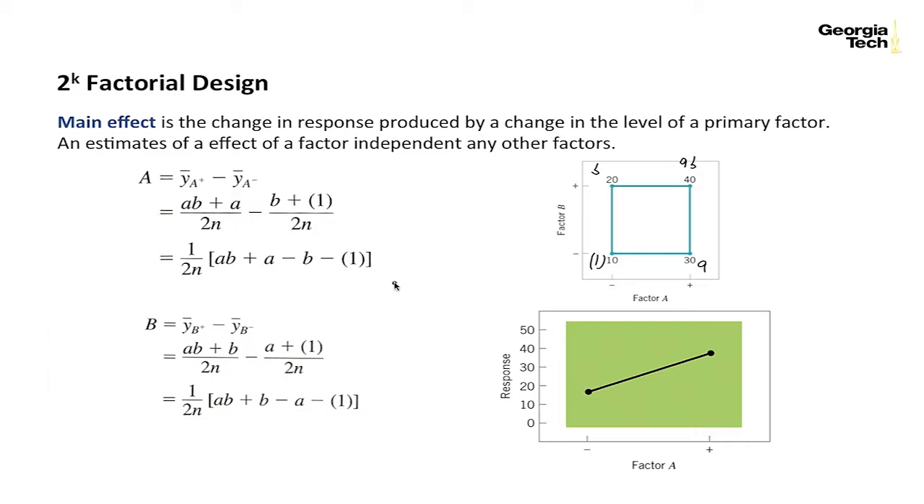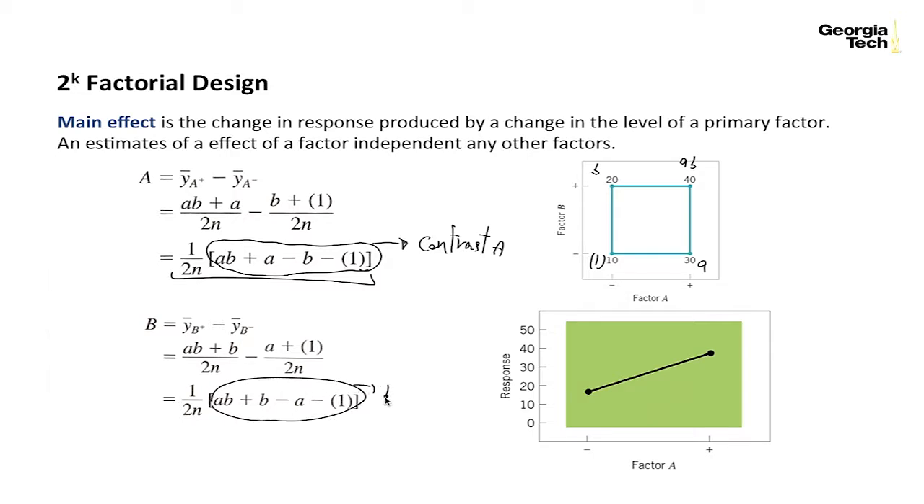So I can write down the main effect by using this term, and as you can see, this term is a kind of a constant. We call this term in the parentheses contrast. So it's contrast of A. Whenever we say contrast, it means summation of high level minus summation of low level. We can have a similar formula for calculating effect of B. As you can see, this is the contrast of B.